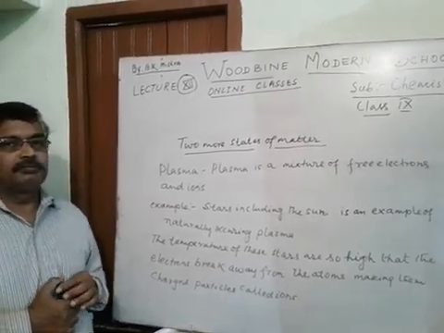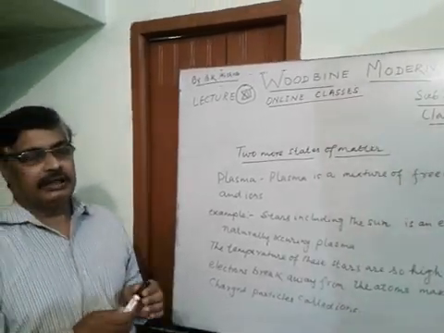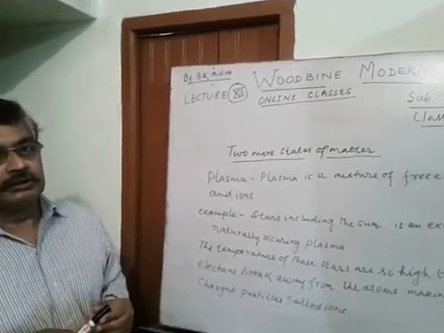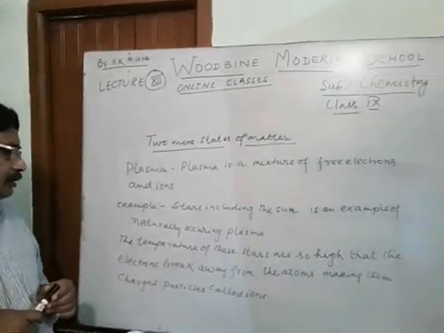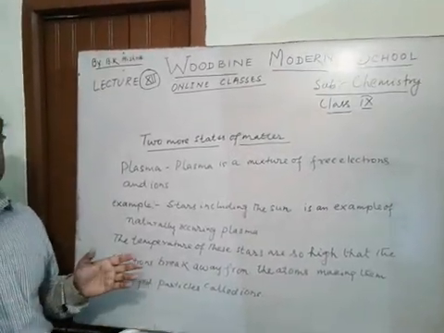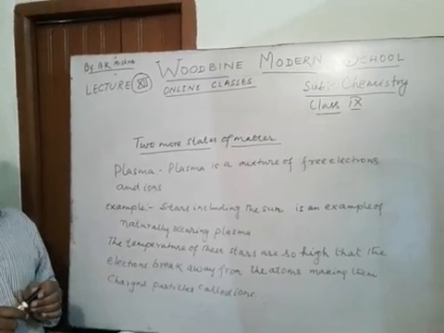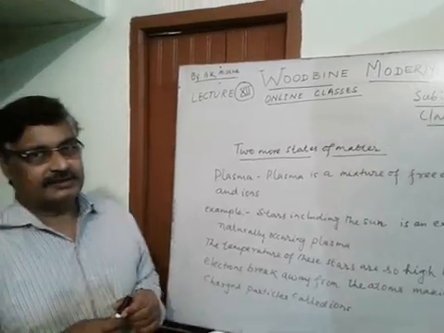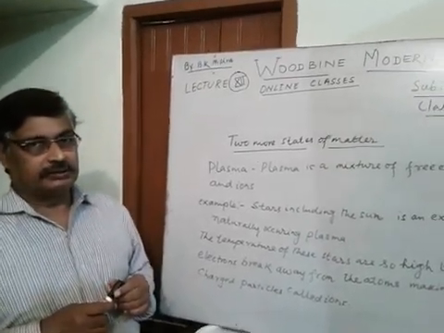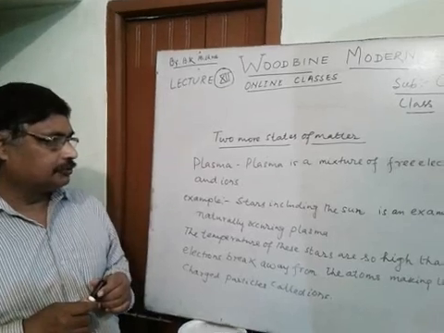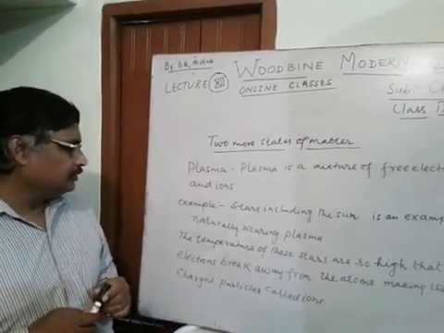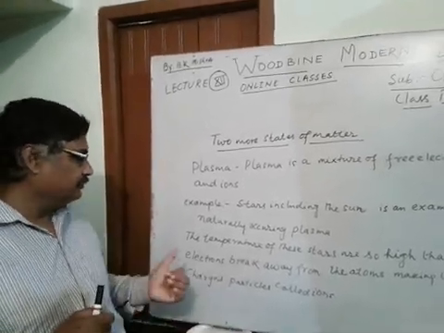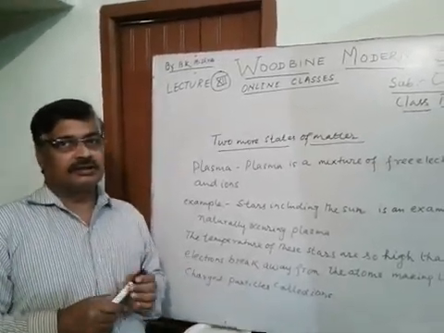Now we can produce plasma artificially also, and the examples of fluorescent tubes and neon bulbs are also examples of artificial plasma. Now how is artificial plasma produced? When we pass electricity in a discharge tube, this plasma is produced. So I hope that you have understood what is plasma, and in our next video we will discuss the fifth state, that is Bose-Einstein condensate.